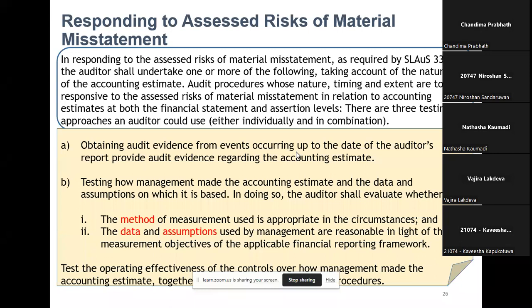As an example, a few past claims which have been entertained during the warranty period. Then the assumptions: whether we expect the same pattern in the future. As an example, if we have improved our production processes, are we expecting fewer claims in the future? So likewise assumptions. In doing so, the auditor shall evaluate whether the method of measurement used is appropriate in the circumstances and has been applied consistently. If there is a change, that is acceptable.